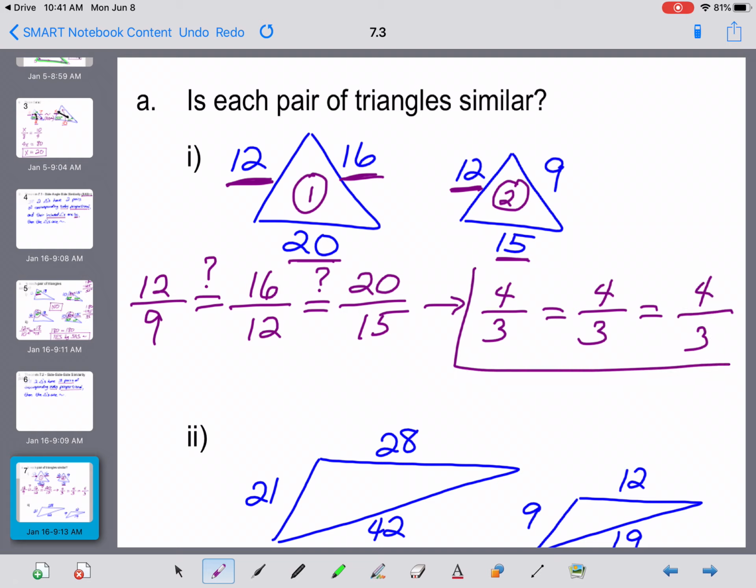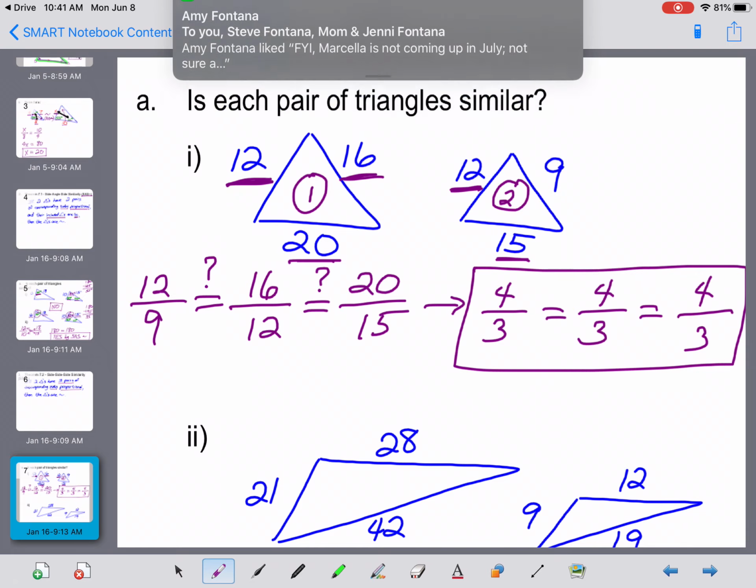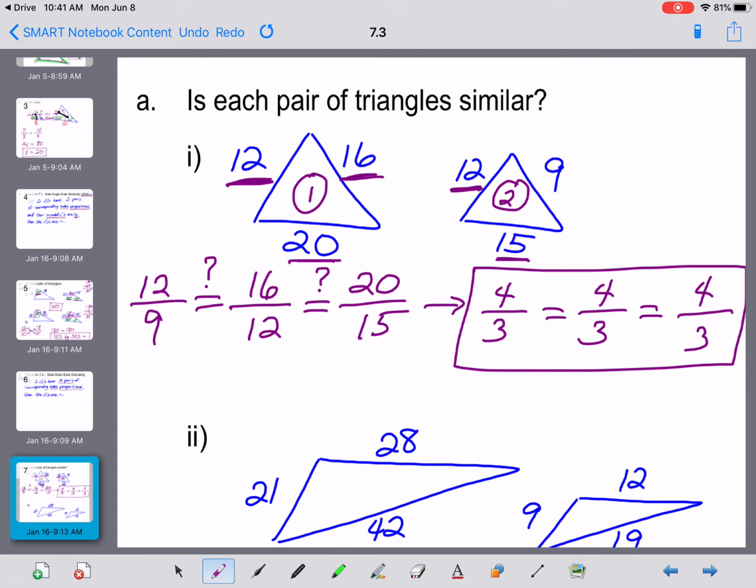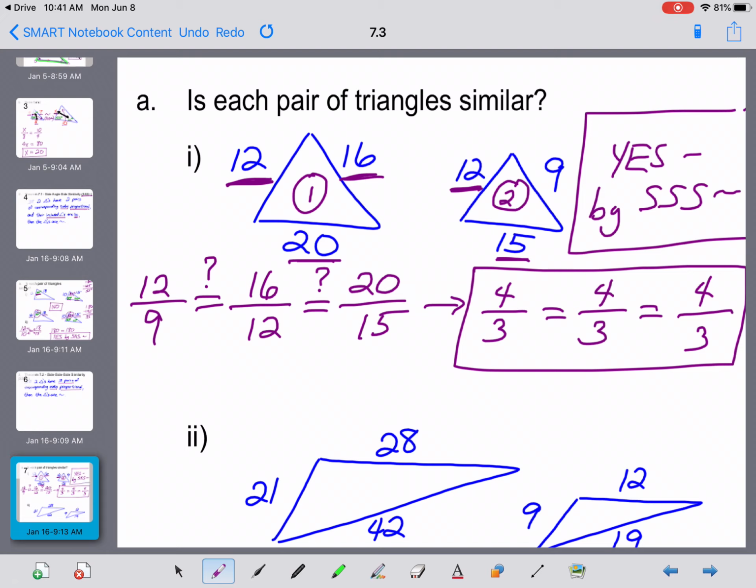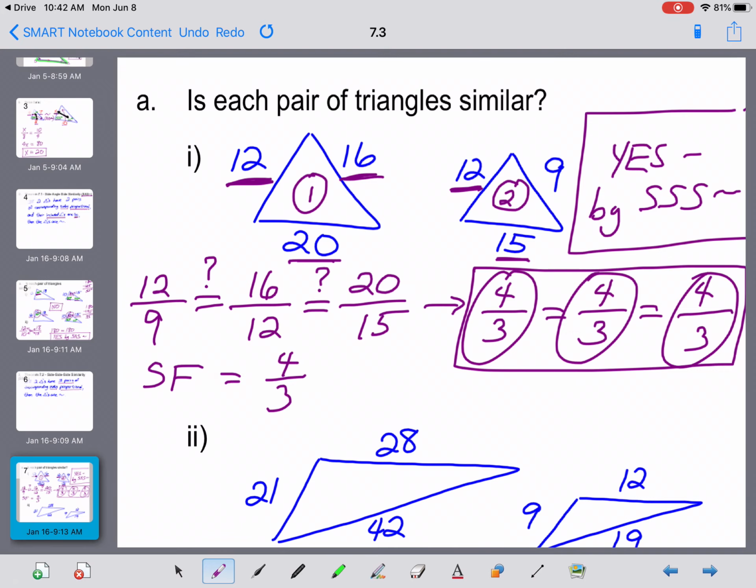And what we can see very plainly right here is that all three of these ratios simplify to exactly the same thing. So, for that reason, everybody, we can say that these two triangles are similar. So this is a yes, and we can say that by side-side-side similarity. That only works because all three of those ratios came out to be the same thing here, 4 to 3. By the way, what you just found right here, guys, is the scale factor of the larger triangle to the smaller one, 4 to 3. It's the ratio of your two corresponding sides when your figures are similar.